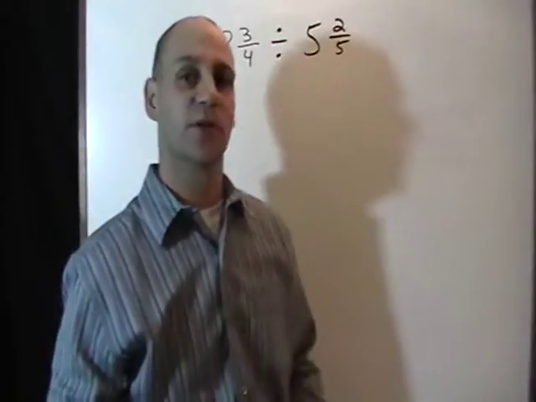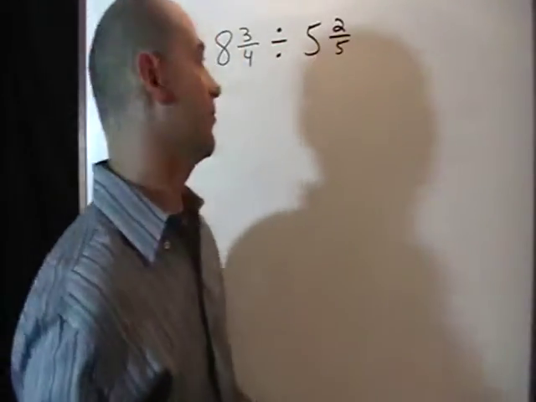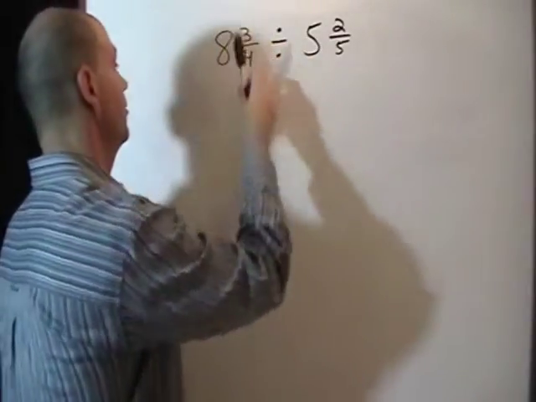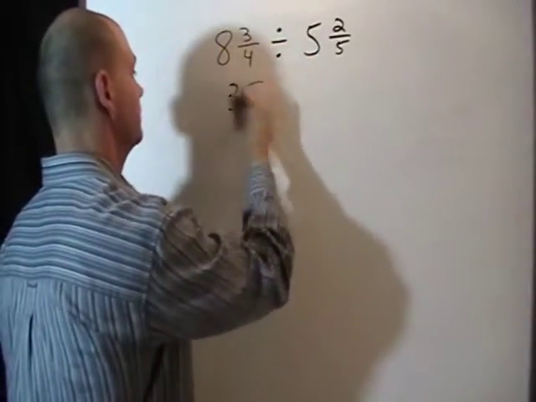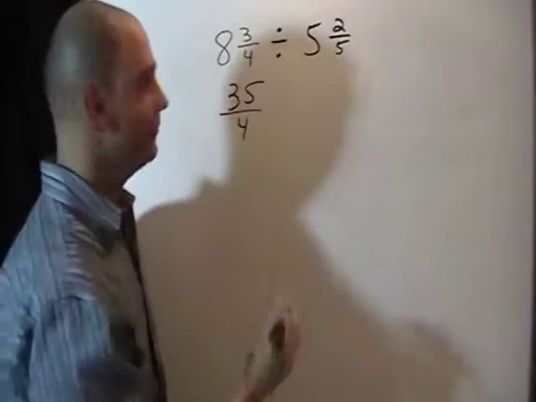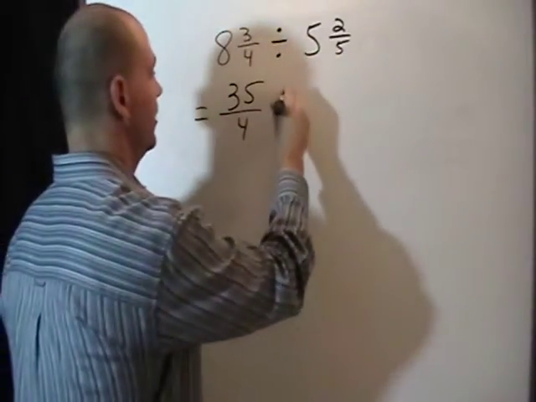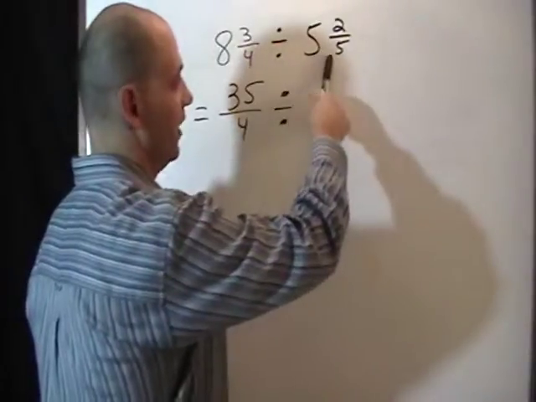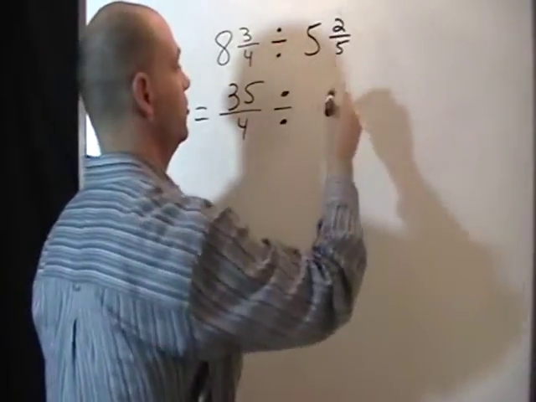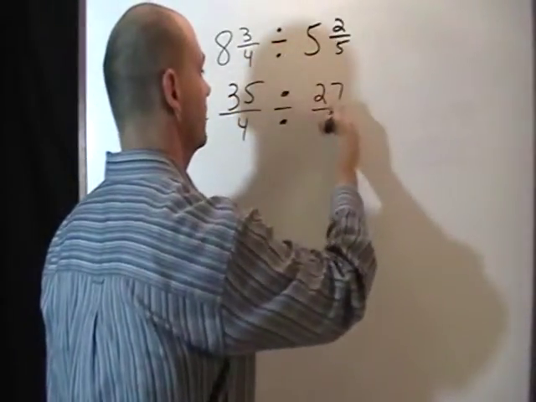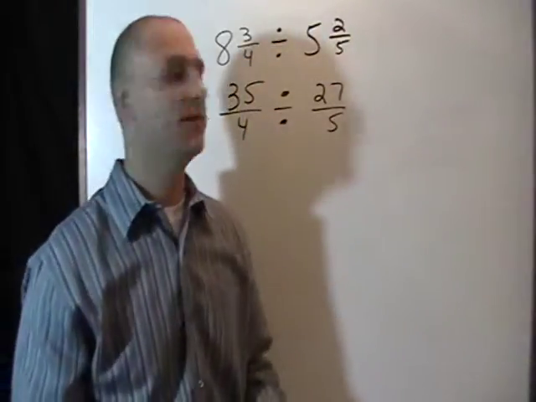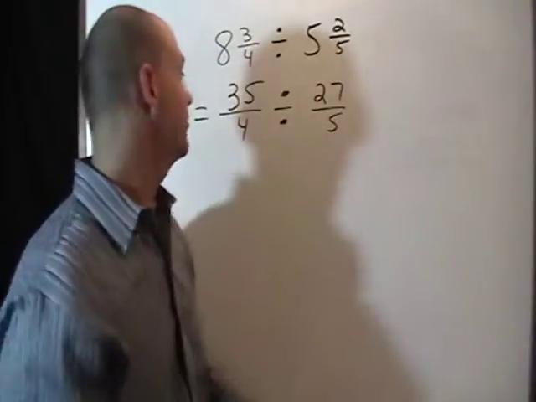First step is the same as multiplication. We're going to convert these into improper fractions. And so we simply take 8 times 4 is 32, plus 3 is 35, divided by 4, and we're going to divide that by 5 2/5. So we go 5 times 5 is 25, plus 2 is 27, divided by 5. And so here we have two improper fractions that we want to divide.